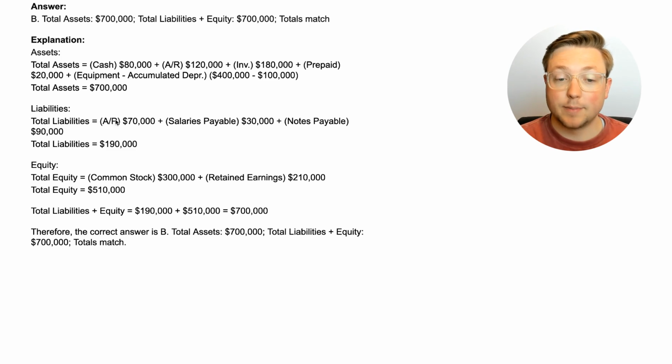Then you go to the liabilities. There's the accounts payable of $70,000 plus the salaries payable of $30,000 plus the notes payable of $90,000, and that gets you to $190,000 of total liabilities from this trial balance. Then there's the equity, which, as a reminder, is the common stock and the retained earnings. Those are the most common things that you see in equity. So add those together, $510,000, and add the total liabilities and the equity together. That gives you $700,000.